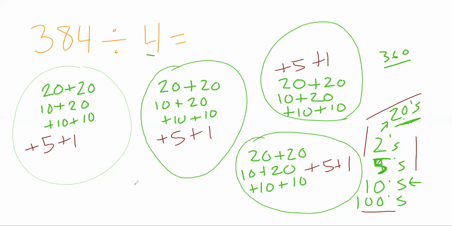We could do this. It took some organization. I had to stop and think, but it works. And I have the same amount in each circle. Now I just need to add up all that's in my circle. So let's see here. We got 20, 40, 60, 70, 80, 90, 95, 96. So my answer is 96.